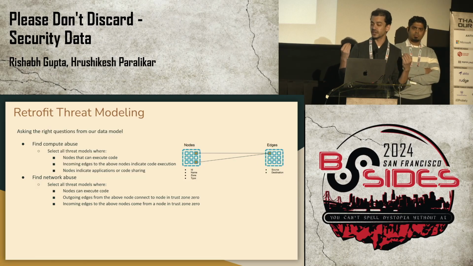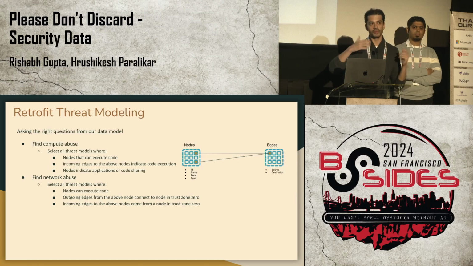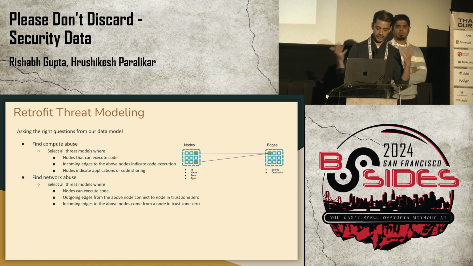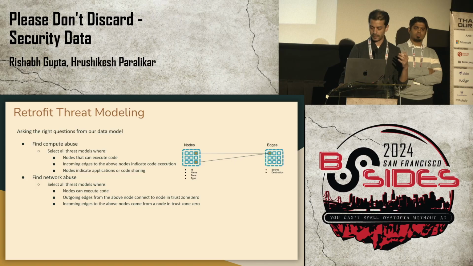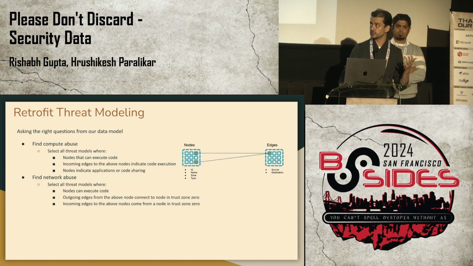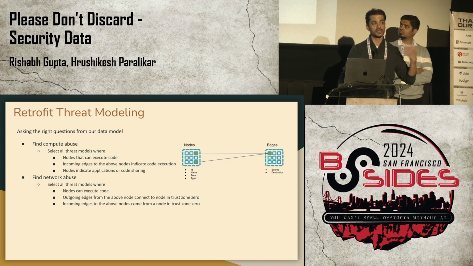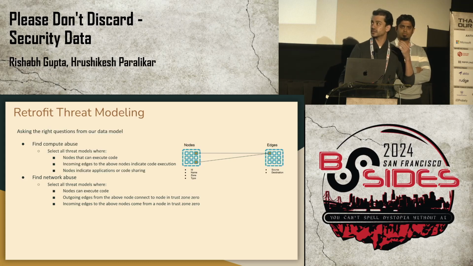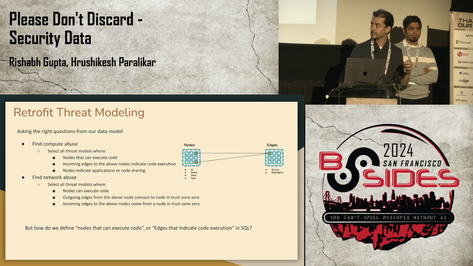And you want to see if that's basically shared code between people or different organizations and stuff. And then for network abuse, you select all threat models where a node can execute code, and there is an outgoing edge to the open internet, or there's an incoming edge from the open internet, and both of those will have a trust zone of 0, right?